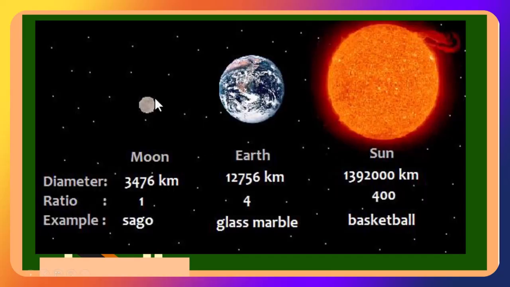You can see here the size of the moon is very small compared to earth and sun. The diameter is around 3476 kilometers for the moon, whereas it is 12,756 kilometers for earth, and approximately 1,392,000 kilometers for the sun. The sun is very big. If the sun is like a basketball, ours is like a marble. Seen from the moon, earth will be like a glass marble. So this is the size of three different bodies.